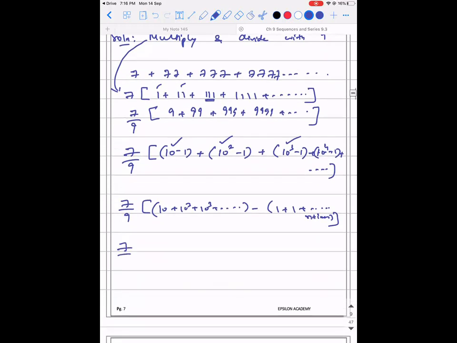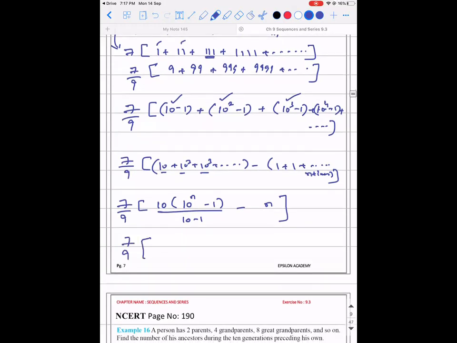So 7 divided by 9 into, what is 10 plus 10 square plus 10 cube? It forms a geometric progression. So it is A into R power n minus 1 divided by R minus 1, that is 10 into 10 power n minus 1 divided by 10 minus 1, minus n. So this will be the required answer. You need not simplify it, you can leave it as it is.